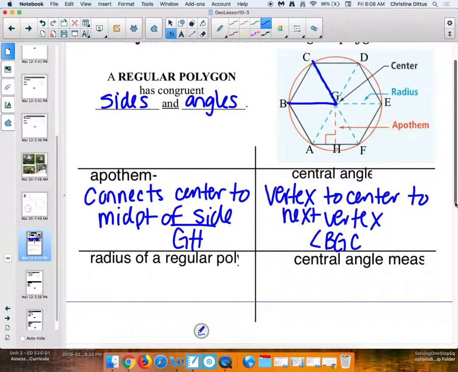The radius of a regular polygon connects our center to a vertex. This is different than our opossum because it is not a midpoint. So you could use GA, GF, GE, anything that connects a point to our center. What do you want to use? EG? How about that?